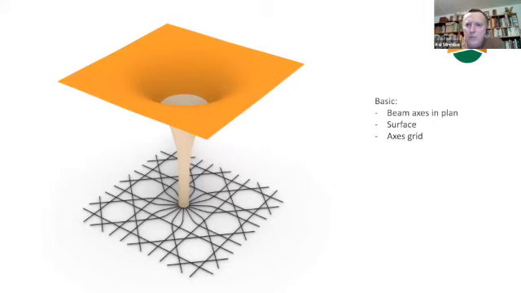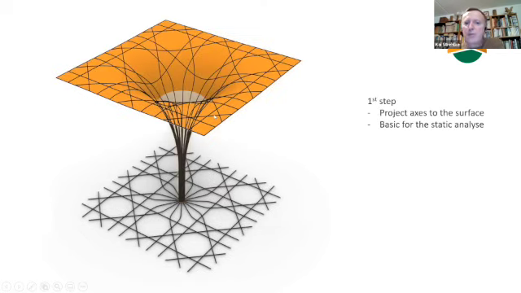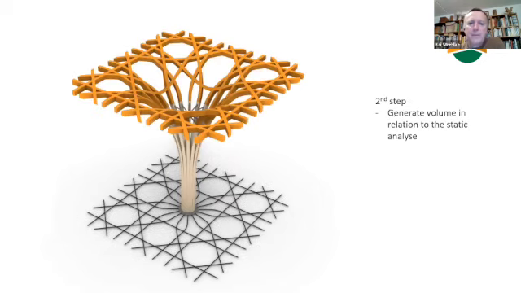So the steps we used to produce the project: the first thing was the master surface, which I talked about. I talked about the grid. We projected the grid onto the master surface. The second step was, together with the engineer, to define the dimensions.